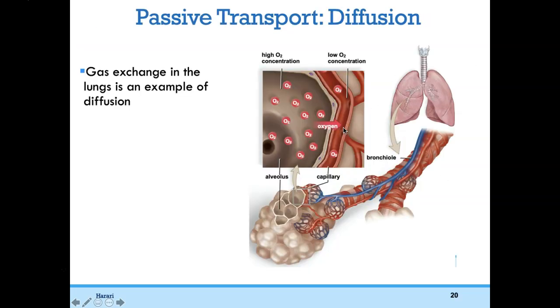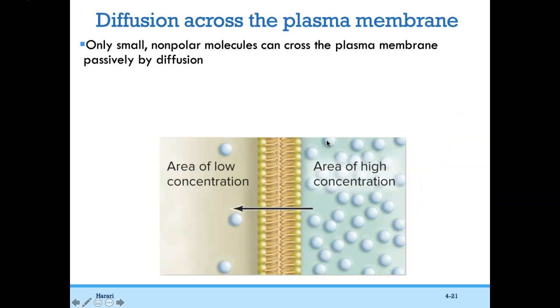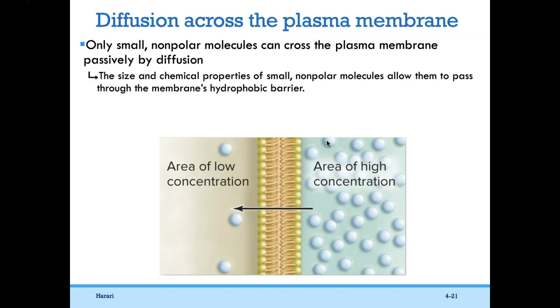So gas exchange uses passive transport because you're going from high concentration to low concentration. And since oxygen is nonpolar, it can do so very easily. It can cross the membrane by itself. Right, but only small nonpolar molecules can cross the membrane passively by diffusion. And it's because they're small and nonpolar that they can get through the hydrophobic barrier of the phospholipid bilayer.